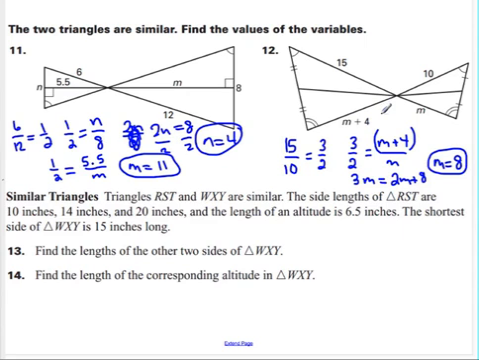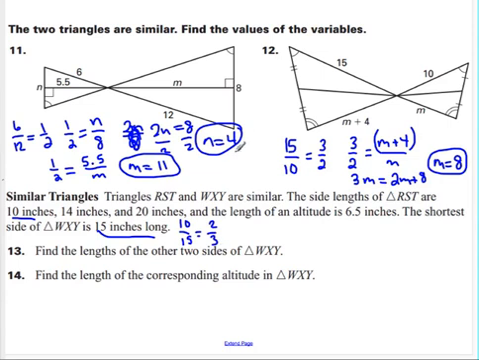Similar triangles: triangles RST and WXY are similar. The side lengths of triangle RST are 10, 14, and 20 inches long. The length of the altitude is 6.5 inches. The shortest side of this triangle is 15, and the shortest here is 10. That gives me an idea that my scale factor should be 10 over 15, or basically 2/3. Everything is going to be compared to this 2/3 now.